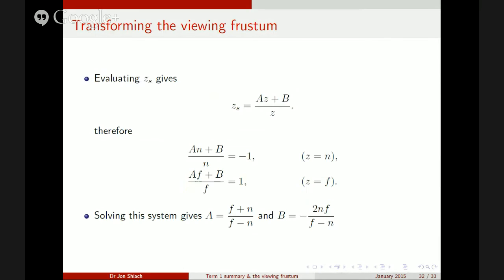Quite simply, if we multiply out for ZS, we get A times Z plus B over Z. Now Z, for the near viewing plane, is equal to N. That's the distance to the near viewing plane. And for the far viewing plane, the Z coordinate equals F. So what this gives me is simultaneous equations. So A and B are the solutions, and they're going to be in terms of N and F. Simple algebra, solve these two equations, we get these. A and B there. So substitute them back in.